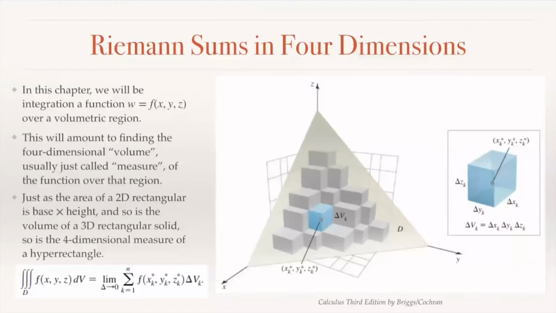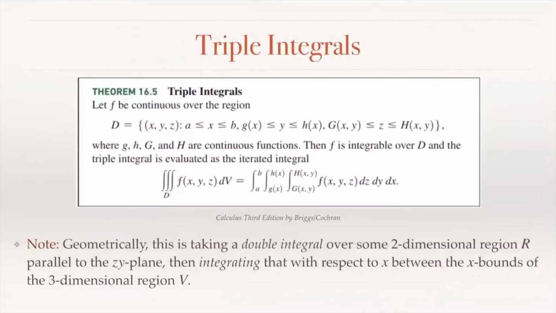So that's hard to visualize. Naturally, we can't really visualize four-dimensional space, but we can think of it in analogy to double integrals. This theorem gives the rigorous bounds on a triple integral that we would employ to take the triple integral of some function f of x, y, z over a region with the given bounds.